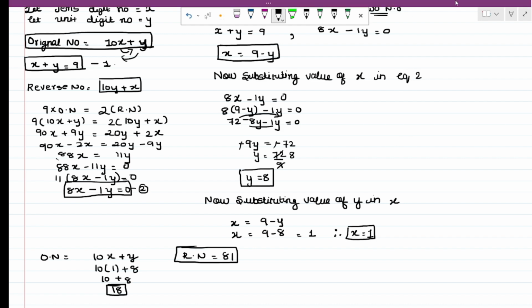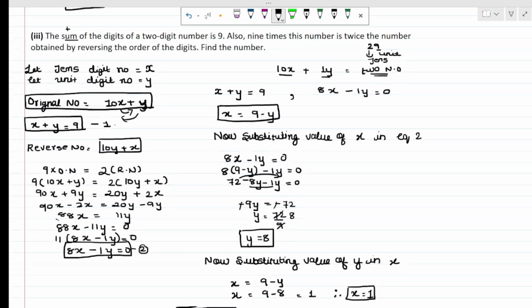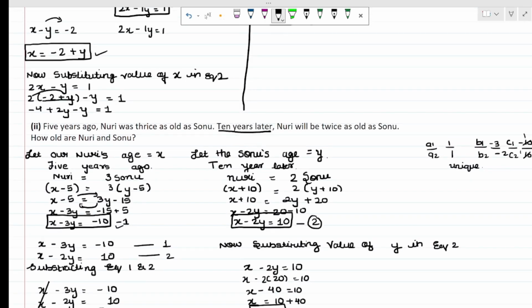I hope you understand the whole topic of making your equation from scratch to solving it.